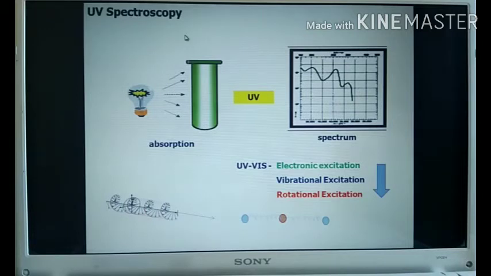Spectroscopy is the branch of chemistry in which the interaction of electromagnetic radiation with matter brings about changes in the electronic energy level. Those changes are studied in the form of a graph called a spectrum, which is recorded using a device called a spectrophotometer. Now let me see what UV visible spectroscopy is.